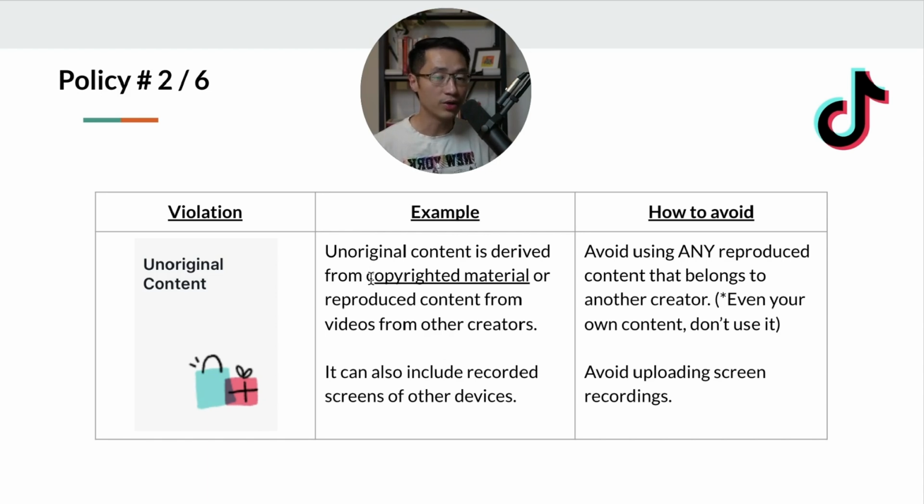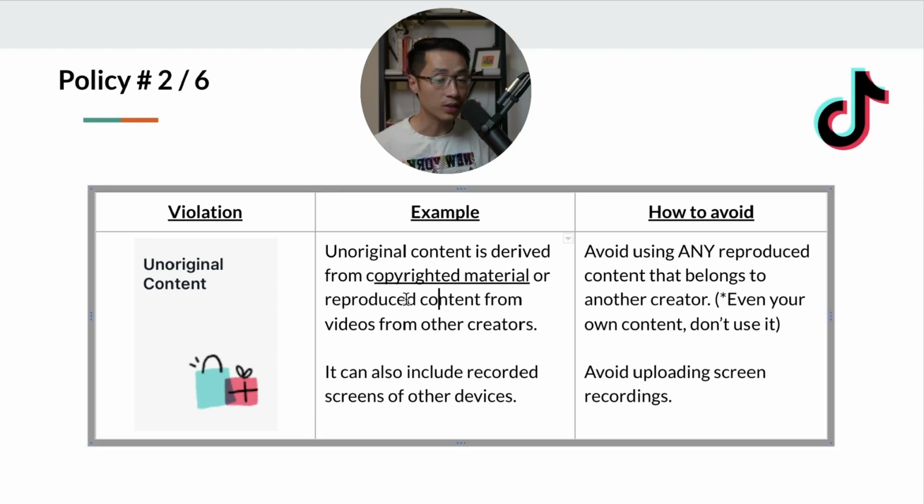Unoriginal content includes any copyrighted material or any reproduced content from videos from other creators. It can also include recorded screens of other devices. Some people like to take their phone and record another computer screen or phone screen. You definitely don't want to do that, even though a lot of people are still getting away with it at the moment. It's only a matter of time before TikTok will strike them with a violation or get them suspended. So you definitely want to avoid that.